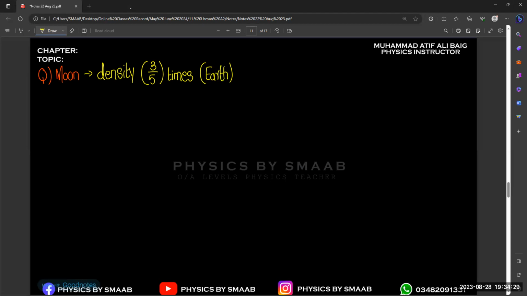It means if you know the original value of the density of earth, you need to just convert it into 3 over 5 times the density of the earth. Clear? Yes. And the next is the value of g.